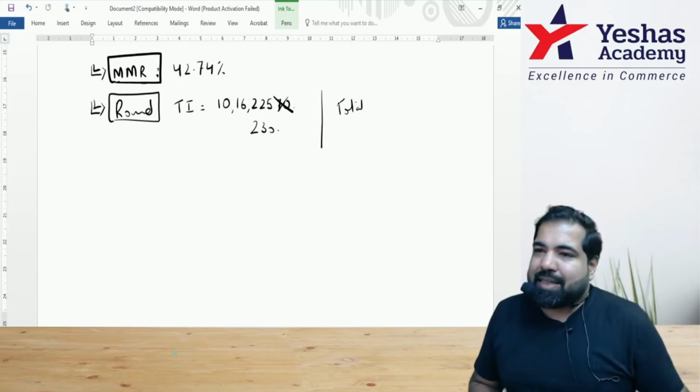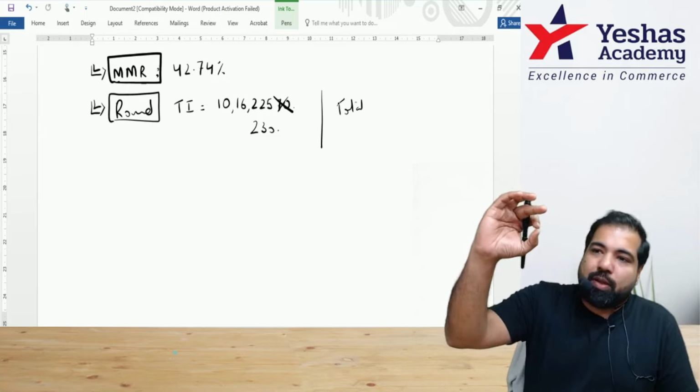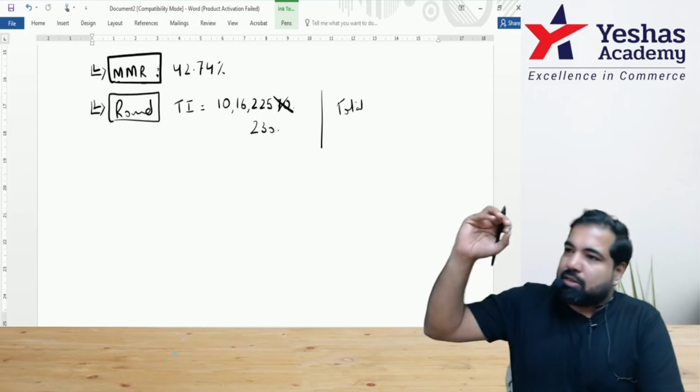So pro tip in the exam, when they say calculate total income, the last number should be 0. And when they say tax liability, the last number should be 0.